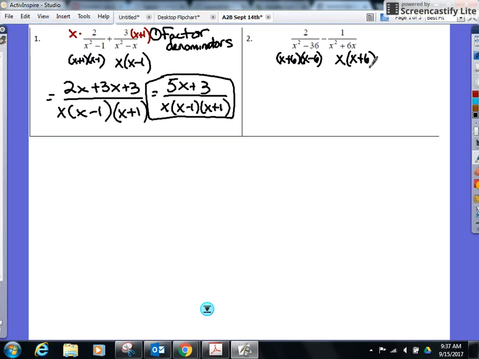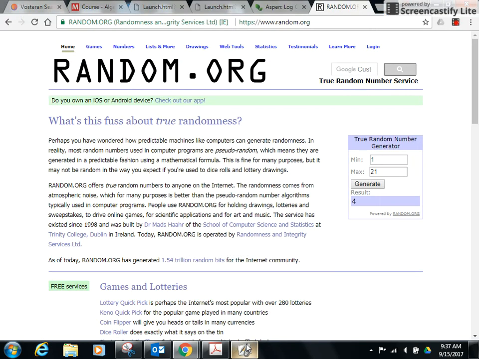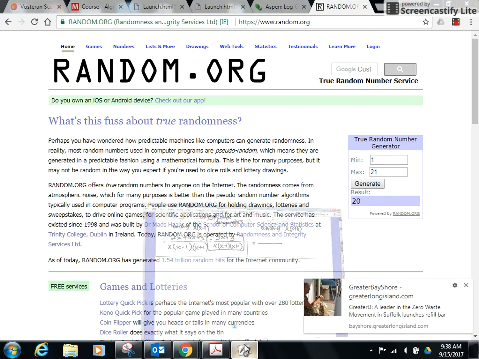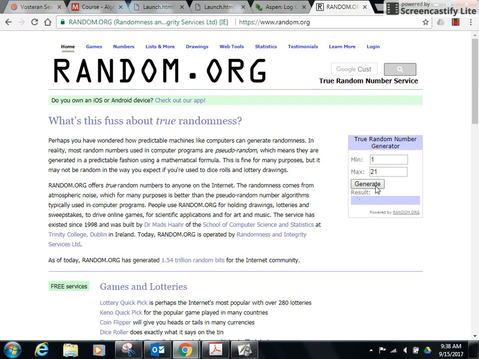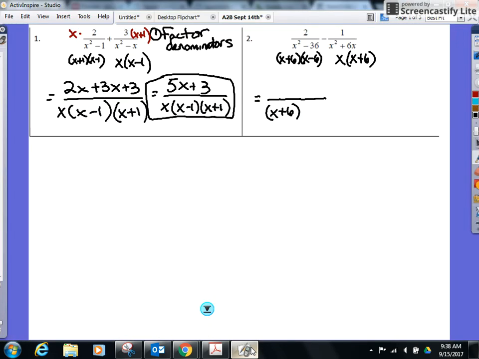Okay, let's figure out what the common denominator is going to be. What is in common in both denominators right now? What do they both have in common? There you go. So x plus 6. I don't see anything else in common, so I'm going to put what's left. What is left here? What's left? There you go.